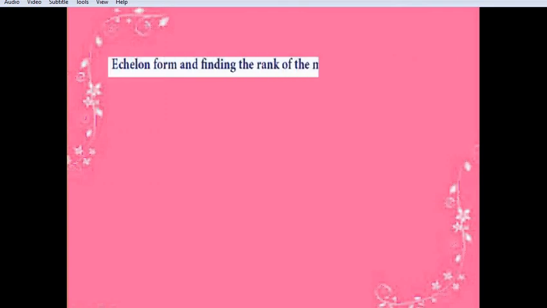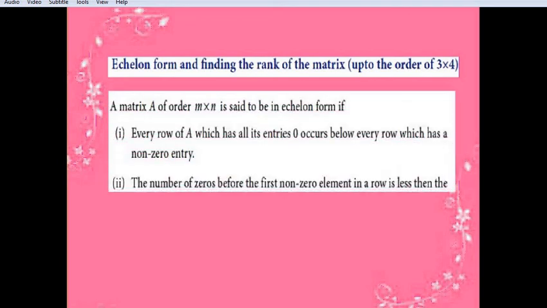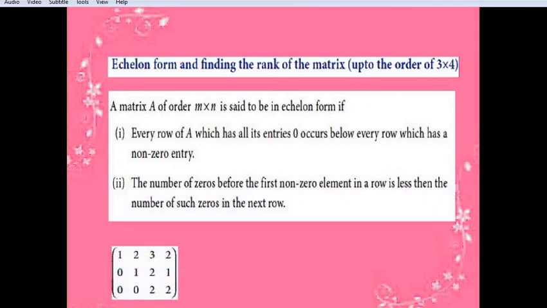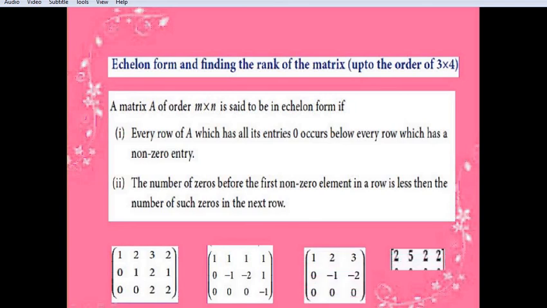Echelon form and finding the rank of the matrix for 3 by 4 matrices. So we have to know about the echelon form. What is the echelon form? Here are given four examples. From the four examples we can understand the echelon form. In the four examples we can see that diagonally down, the numbers are zeros. So here diagonally we can take 1 1 1 2. Its lower level entries are all 0. Here also this one 0 0 0. So this is the echelon form.